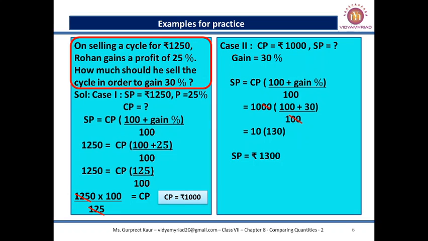So here you can see that when your cost price was 1000 and your profit was 25% earlier, your selling price was 1250. When the profit is 30%, your selling price becomes 1300. So what if I want to know the difference between the first selling price and the second selling price? Just subtract both of them. You will say it is only 50 rupees, 1300 minus 1250. So in order to gain 30%, there will be a value change of 50 rupees.